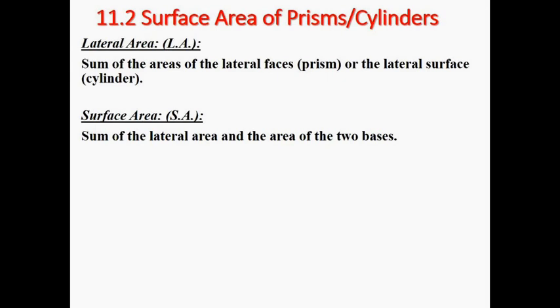Lateral area. Lateral area is the sum of the areas of the lateral faces in a prism or the lateral surface of a cylinder. Surface area is that lateral area we found of the figure originally, plus the area of the two bases. So lateral area is just the area around the side. Surface area is both the area around the side and the top and bottom bases as well.